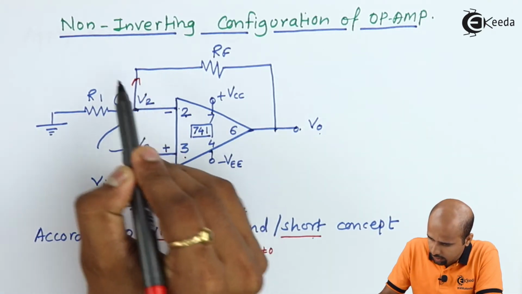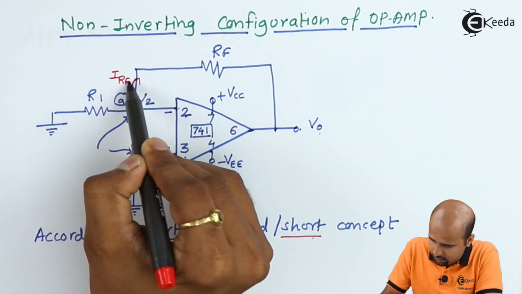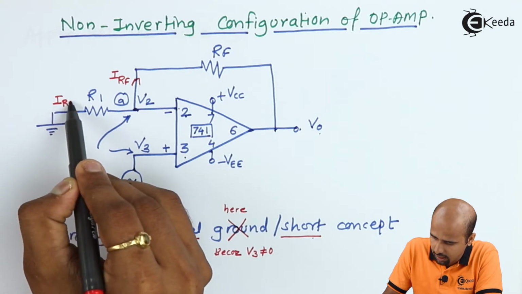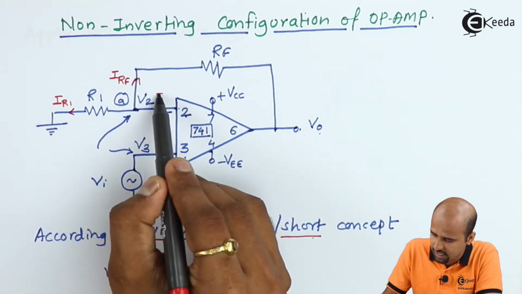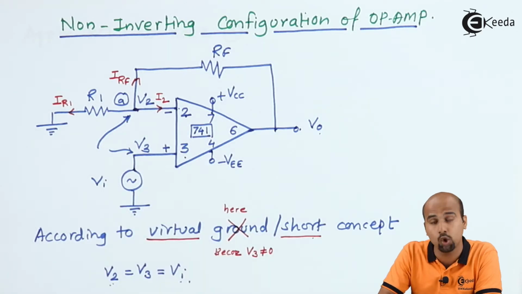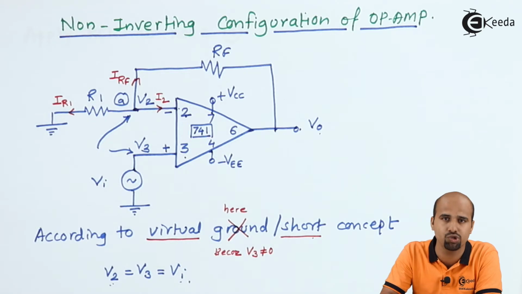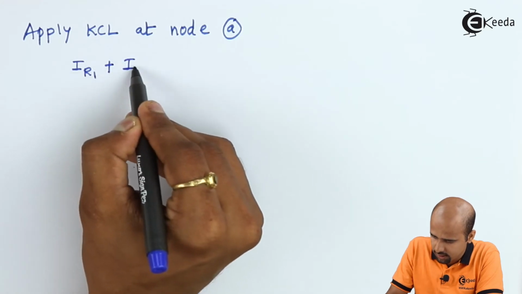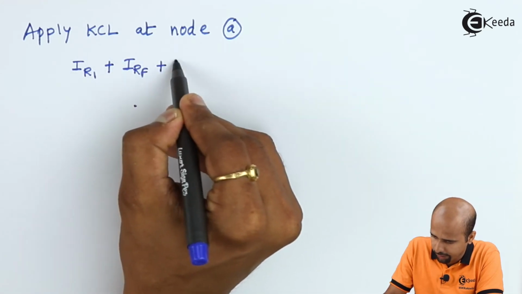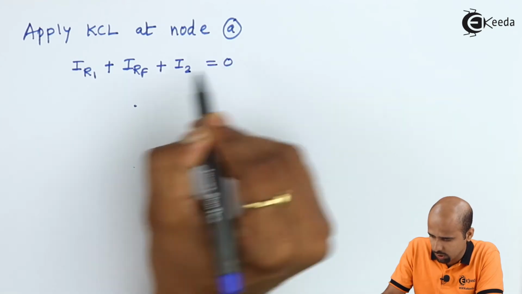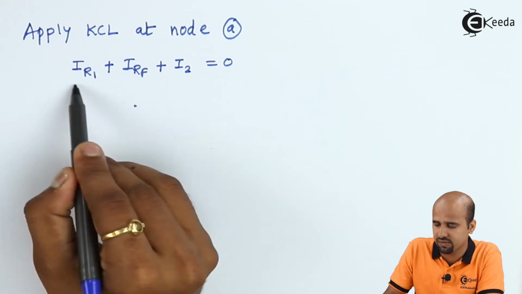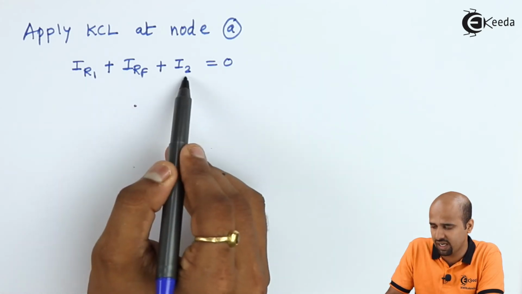From node A, one current is going here, we will name this IRF. One current is going here, we will name this IR1. We will name this I2. All are outgoing, and the summation of outgoing will be incoming. Incoming is not available, so it's equal to 0. We will write it over here: IR1 plus IRF plus I2 is equal to 0. Simple thing. We will elaborate what is the value of IR1, IRF and I2.